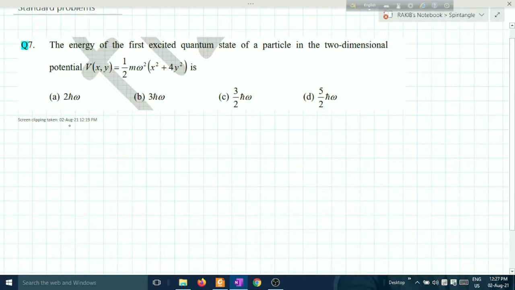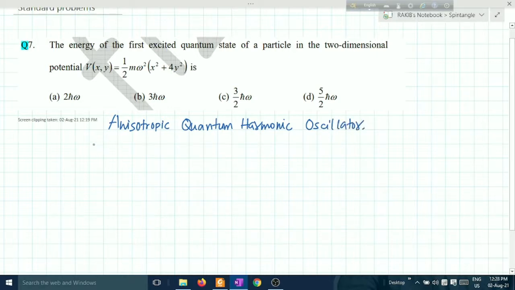Today I am with a new problem from the topic called anisotropic harmonic oscillator. Actually, the topic name will be anisotropic quantum harmonic oscillator. This is the topic. Okay.